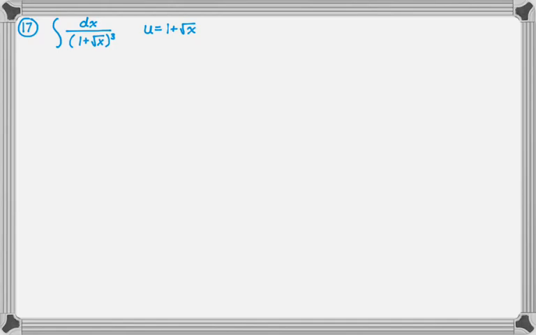Okay, so I don't want to deal with root x. I want to solve that thing for x. So subtract 1, we get this. Square both sides, and we get that. And from here we can find something that we can substitute for dx. So 2 times the quantity u minus 1 du is equal to dx. We're going to make that substitution, and I think it's not going to end up that bad.